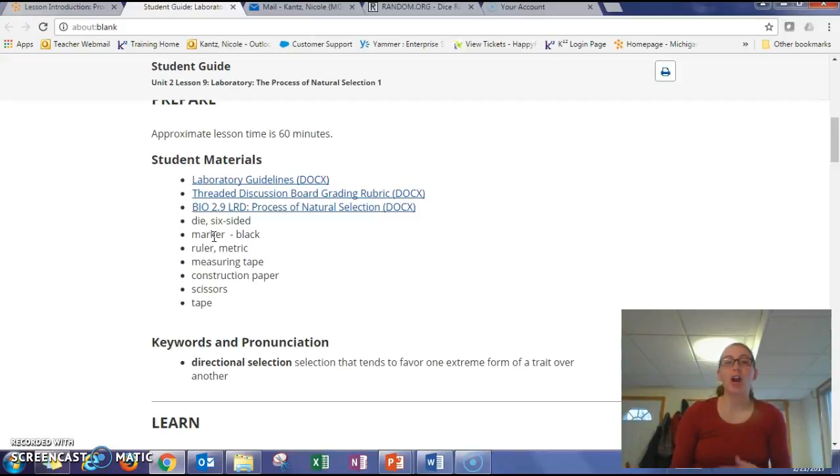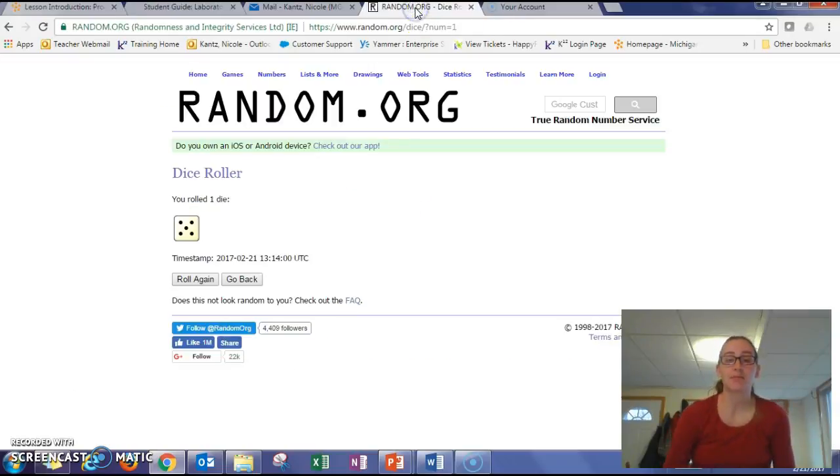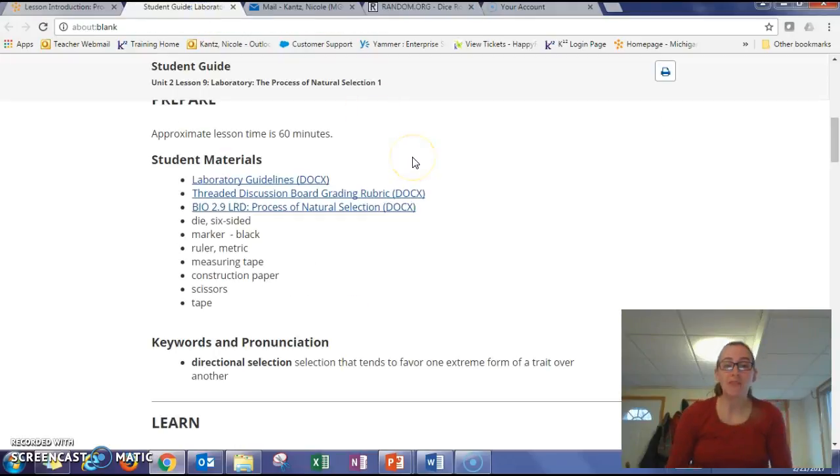However, there are other resources. If you don't have dice, there is also a website, random.org, and you can find dice there as well. So if you don't have the ruler or the dice, there's resources online you can get. Construction paper, you probably don't have to have actual construction paper. You could probably just use a piece of paper, whether it's line paper or printer paper. Scissors and tape. So make sure you have those.